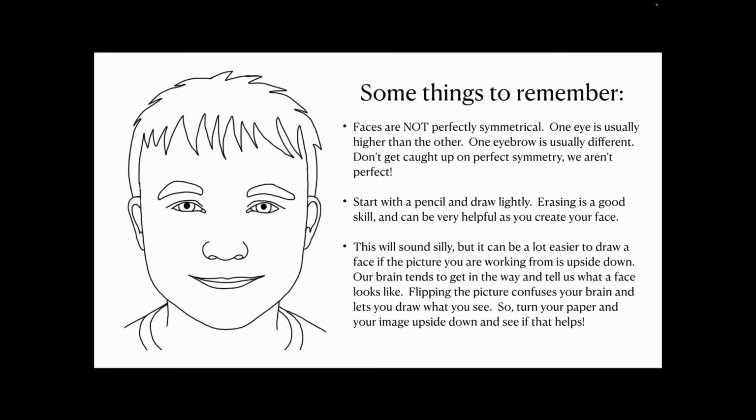Here are some things to remember as you start drawing your self-portrait. Faces are not perfectly symmetrical. One eye is usually higher or lower, one eyebrow higher or lower, or a little bit different shape. Our brains tend to think our faces are perfectly symmetrical, but they really are not. Start with a pencil and draw lightly. You are going to do a lot of erasing. You'll map out your face first, and then as you get going, you're going to start changing some of those lines as you realize how all the pieces fit together.